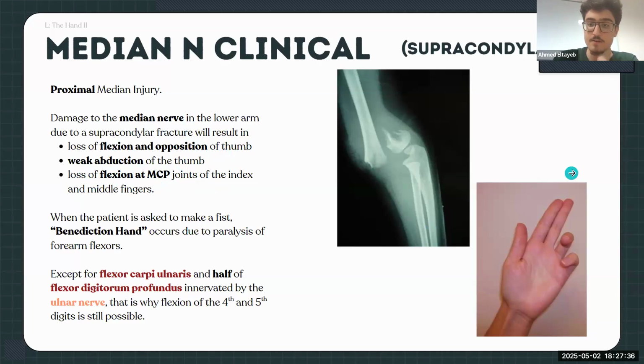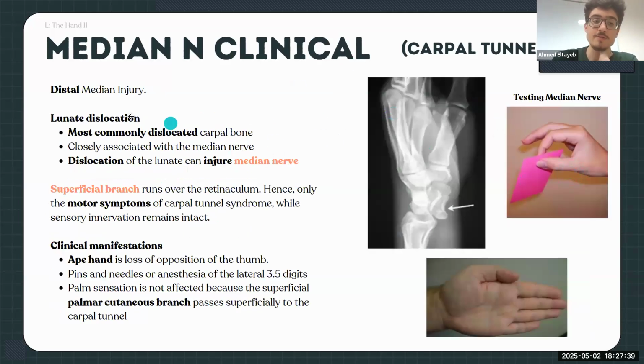Okay. So now, what about a distal median injury? A distal median injury is not over here. So the forearm isn't really affected. But what is affected is the nerve coursing through the motor trunk that is coursing through the carpal tunnel. We talked about this a million times. It's the carpal tunnel syndrome.